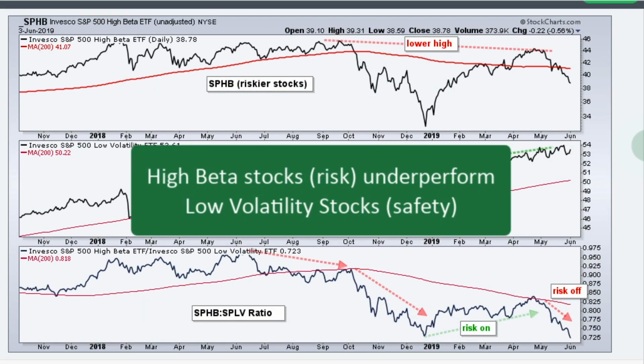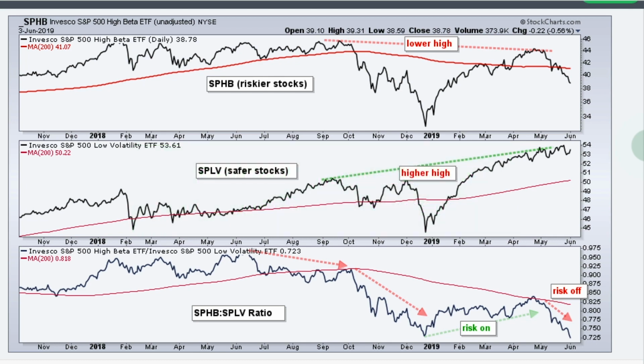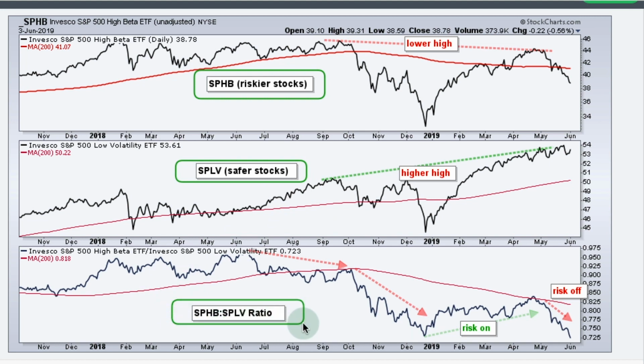Now, when it comes to stocks, the way we can measure the risk appetite within the market is we do a ratio, or we compare the performance of riskier stocks versus the safer stocks, the low volatility stocks. So here I have the high beta ETF in the top window, the low volatility ETF in the middle window, and the ratio of the high beta ETF to the low volatility ETF in the lower window. And what we can see here is that we had some serious underperformance starting in June.